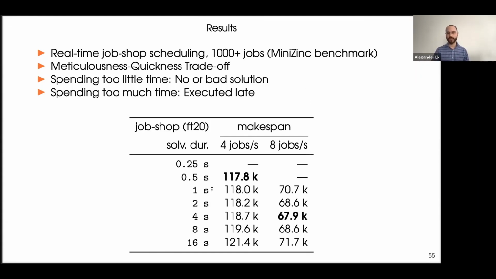You can see here that for the 4 jobs per second, that's usually kind of simple, so we don't need that much time. That's why the half a second is probably the best. 8 jobs, a little bit more complicated, so it seems like the 4-second one is the best, right? And this is, of course, a parameter that the modeler needs to play around with to understand what's the best one to use for their particular application.